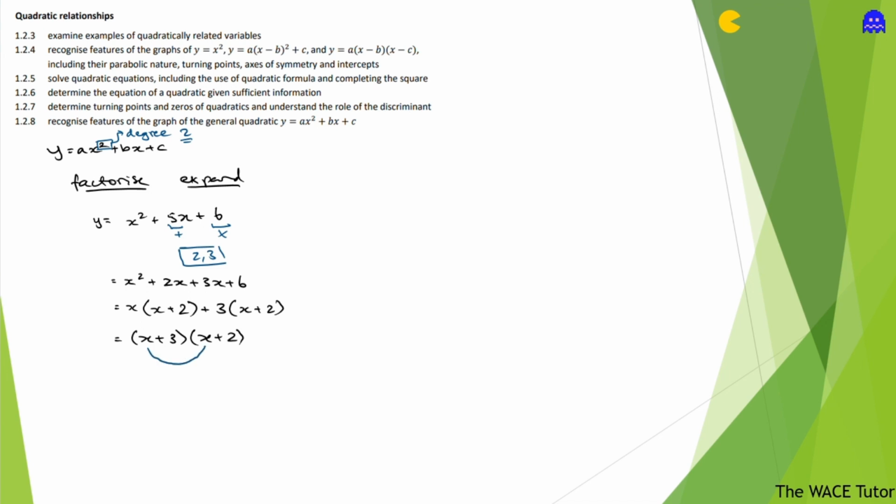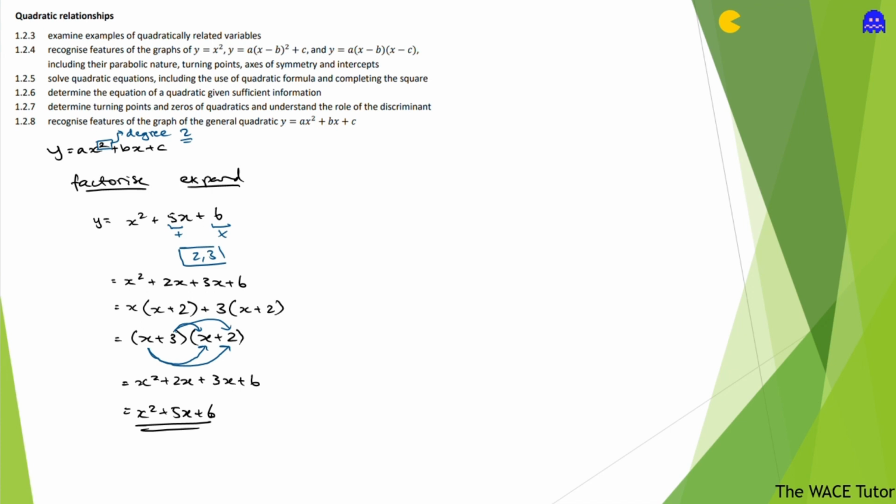But you'll be multiplying this number first to get x squared plus 2x. And so you get x squared plus 2x. And then you get 3 times x equals 3x, plus 3 times 2 is 6, plus 3x plus 6, which is equal to x squared plus 5x plus 6. Okay? All right.